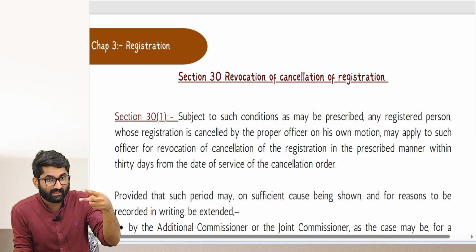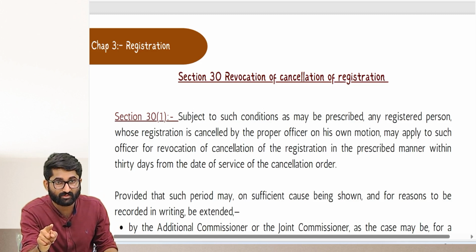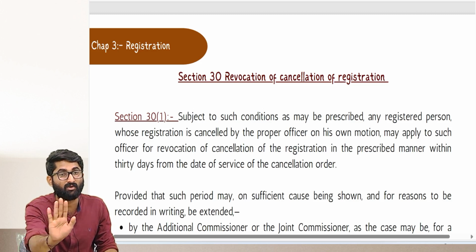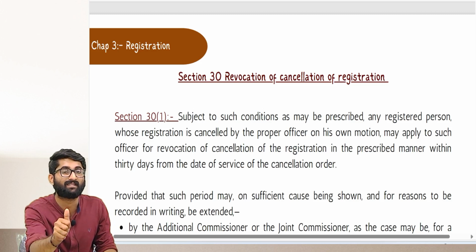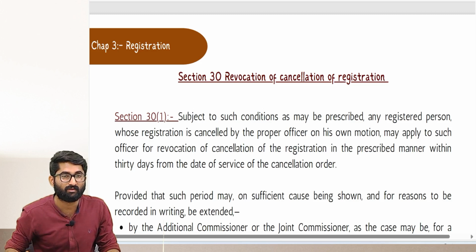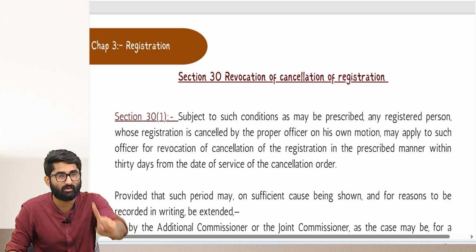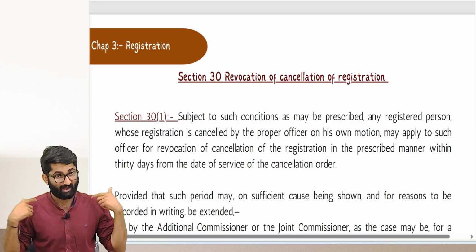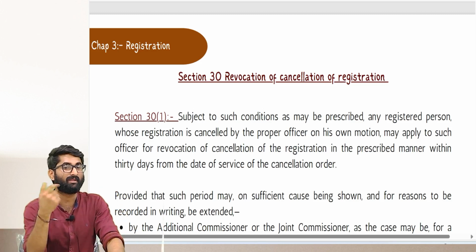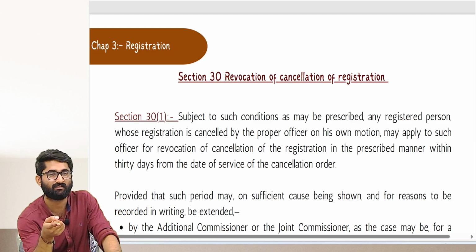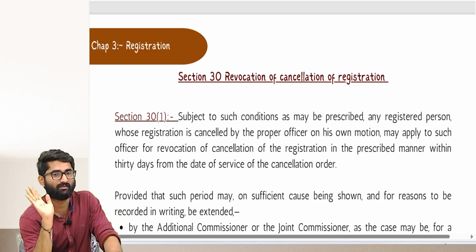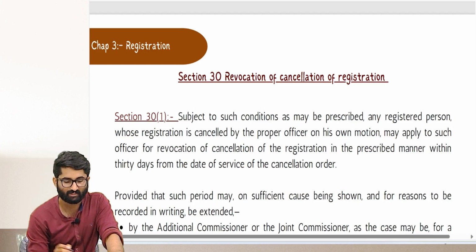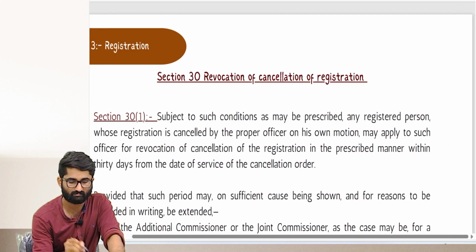Now the government says that if you have applied for cancellation and now you are asking for revocation, I don't give you revocation. Why? Because why did you cancel the registration? I don't give revocation, apply fresh. But if I have done the cancellation suo moto, then now I'll give you the revocation. So that's why section number 30 subsection 1 is here.